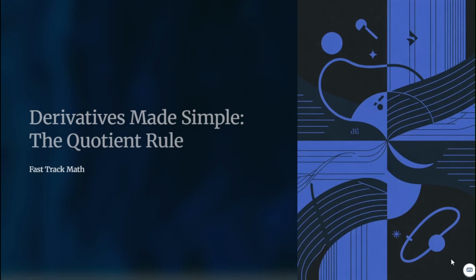When you see one function divided by another, don't panic. There's a fast rule for that. The quotient rule is your go-to tool whenever you need to differentiate a fraction where both the numerator and denominator are functions of x. Let me show you how the quotient rule works.